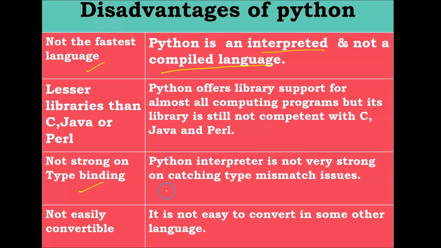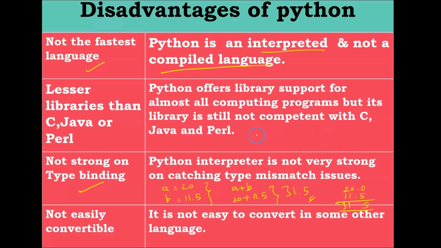For example, if I write A is equal to 20 and B is equal to 11.5, and then try to add A plus B, what will be the answer? 20 plus 11.5 is 31.5. One is an integer data type and the other is a floating point data type, and your answer will be 31.5 only. This is called a type mismatch issue. It is not very strong on that.